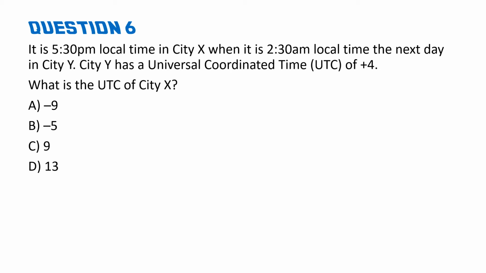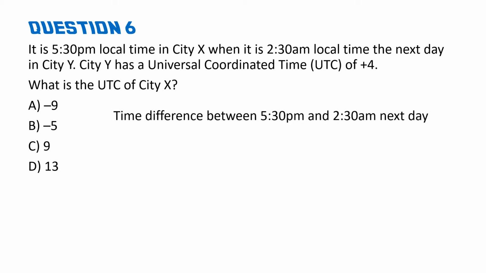All right, so city X is 5:30 p.m, city Y is 2:30 a.m. the next day, so city Y is ahead of city X. So city X must have a UTC of less than +4. So straight away we can rule out C and D, it must be either A or B. So we want to know what's the difference between 5:30 p.m. and 2:30 a.m. Just a quick count on my fingers. The time difference between those 5:30 and 6:30 is 1, 7:30 is 2, 8:30, 9:30, 10:30, 11:30, 12:30, 1:30, 2:30. And if you've counted on your fingers like I just did, you should hopefully get 9 hours is the difference.